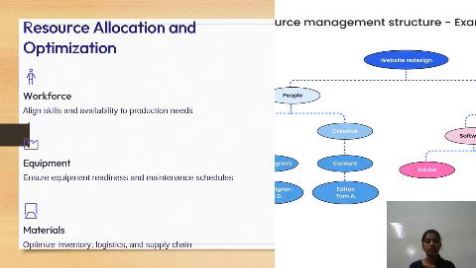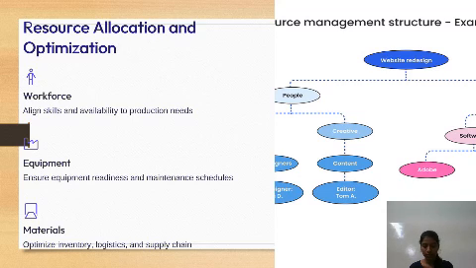The next is resource allocation and optimization. Resource allocation and optimization is the process of using an organization's resources to achieve business goals while maximizing efficiency. It involves analyzing, planning, and distributing resources to achieve optimal performance. It can help improve productivity, reduce costs, and give an organization a competitive advantage. It is a critical part of modern business management, especially in human resources.